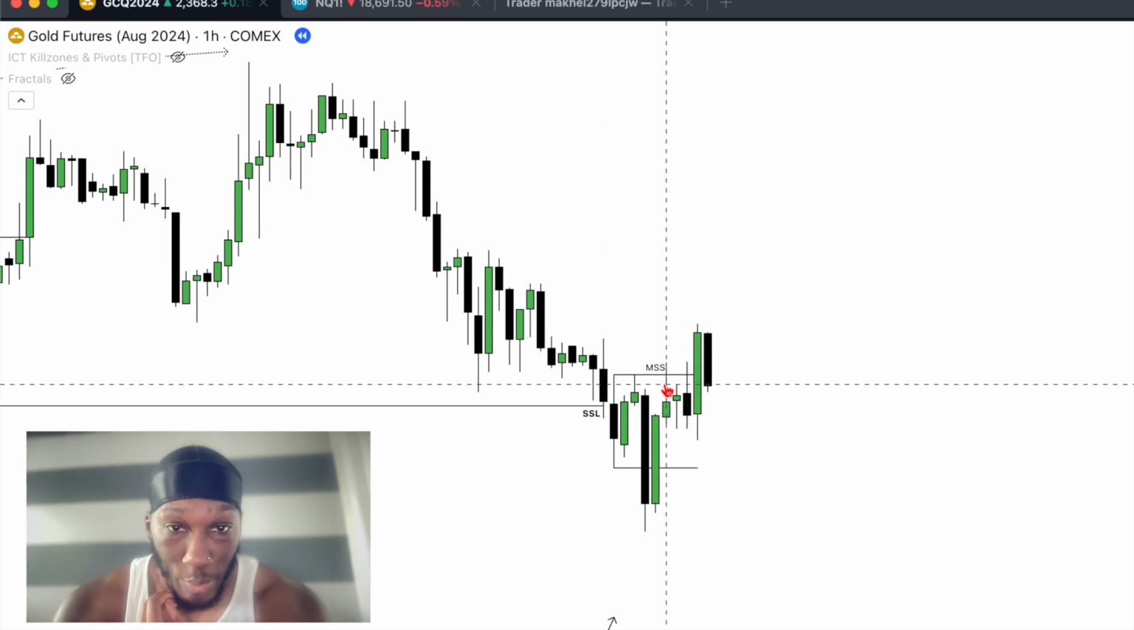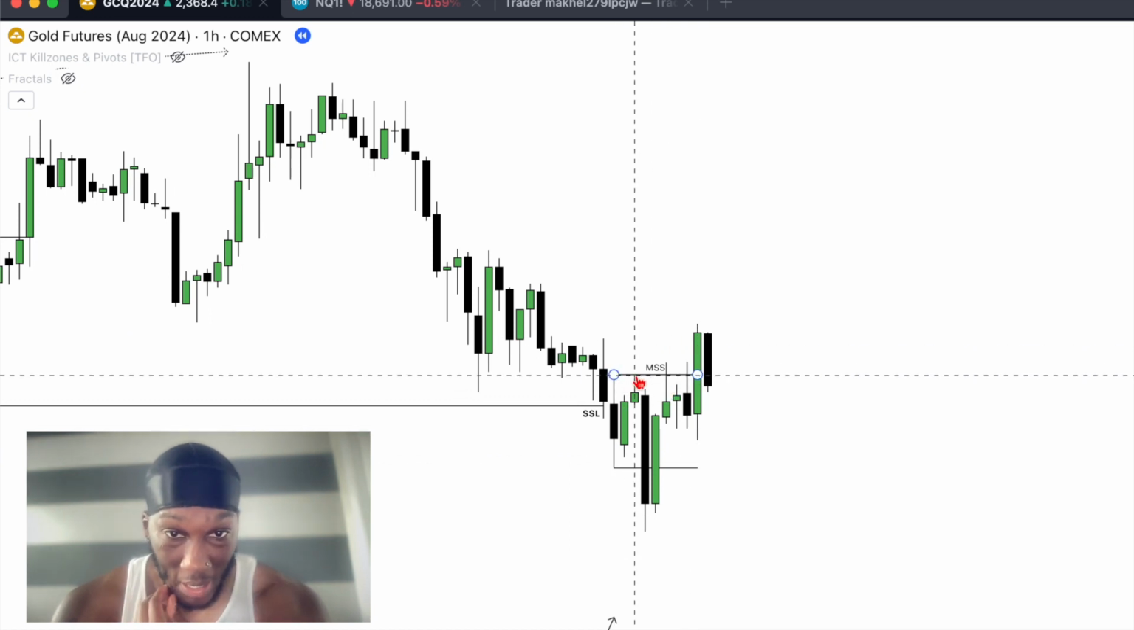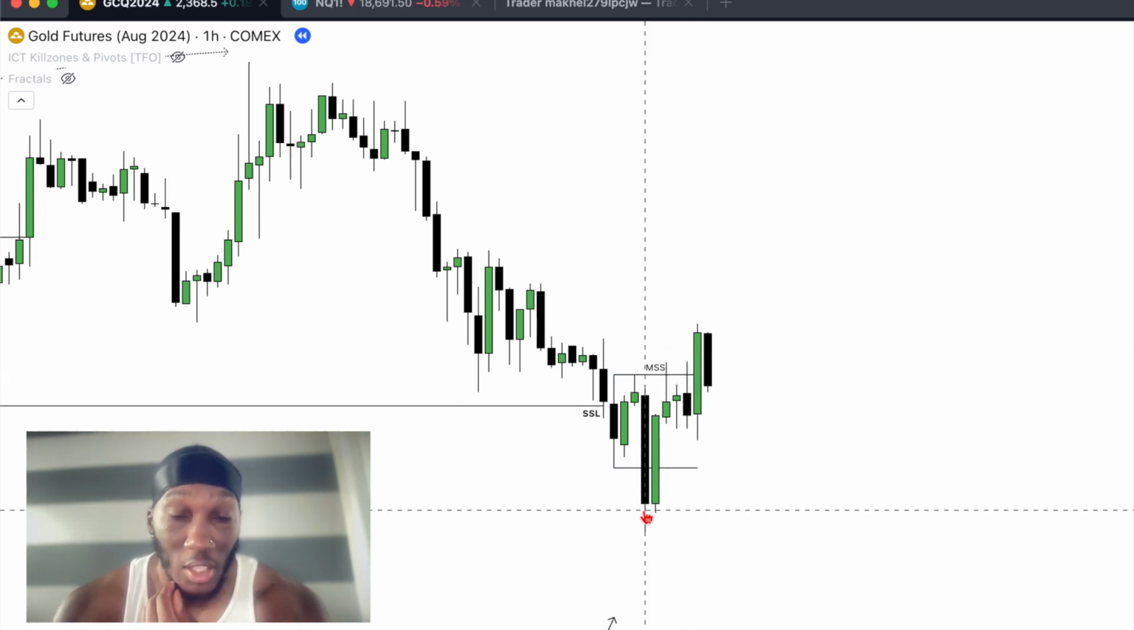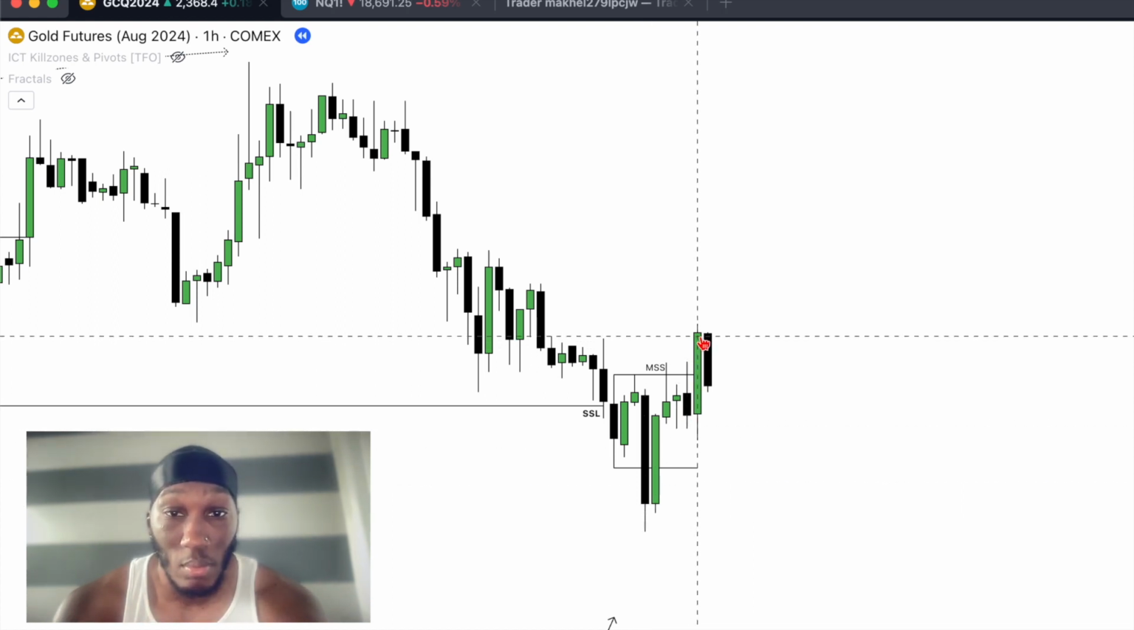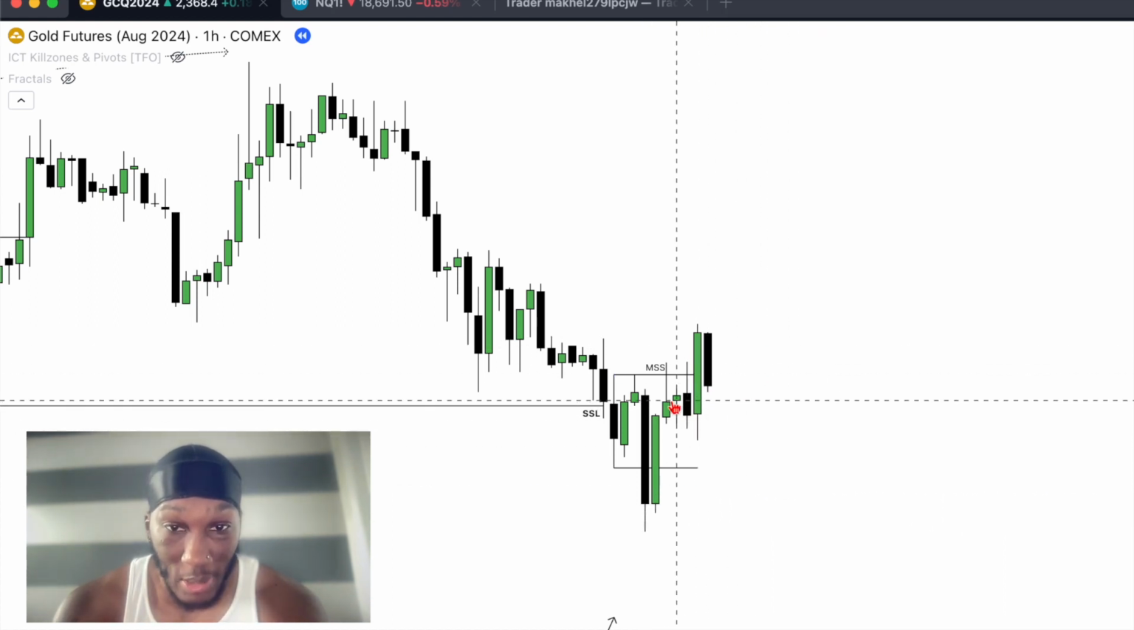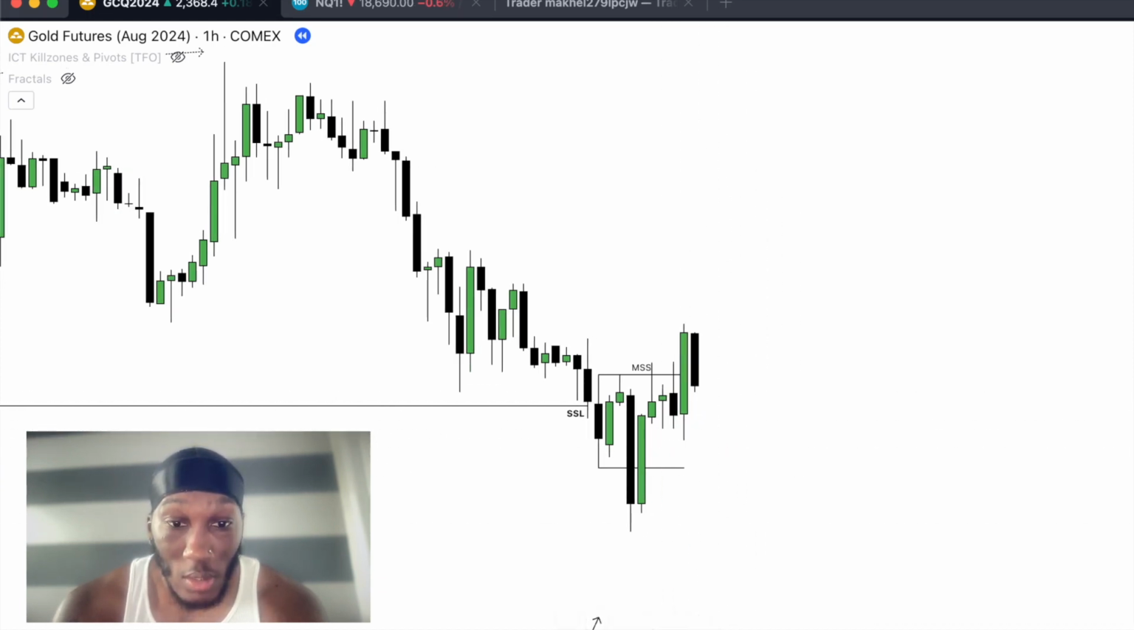You see, price broke this high. This was the last high that was formed before price made another low, a lower low. Now we made a higher high. So now I'm expecting price to make a lower low somewhere in here.